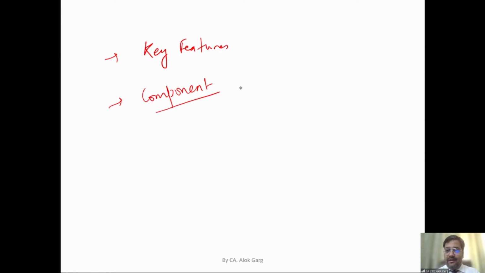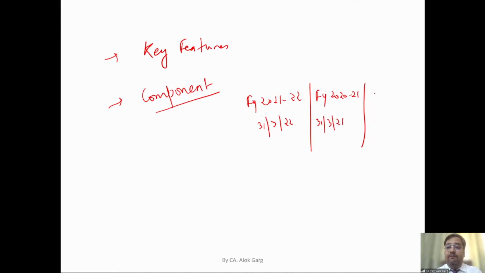You have to give the current year balance sheet, previous year balance sheet, and opening of the comparative year balance sheet. For example, if the current year is FY 21-22, your balance sheet will be 31st March 22. Your comparative will be FY 2020-21. Your balance sheet will be 31st March 21. Your opening of the comparative period will be 1st April 2020.